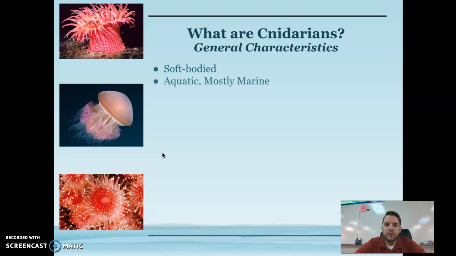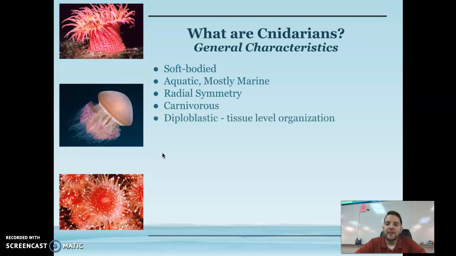They are aquatic. Most of them are marine, meaning saltwater, so most of them are found in the oceans, whereas some of them are freshwater, and we'll talk about one of those. They all have radial symmetry. They're carnivorous, so all of these animals are heterotrophic, and they do have to eat other living beings. Most of them do consume other animals. They're diploblastic, so they only have two germ layers. They have their ectoderm and their endoderm.